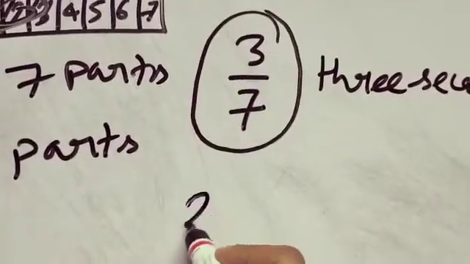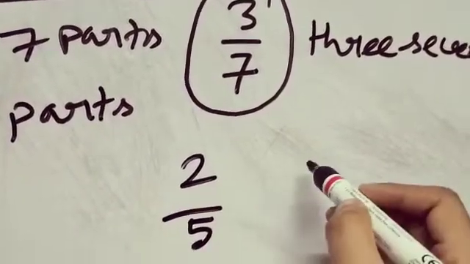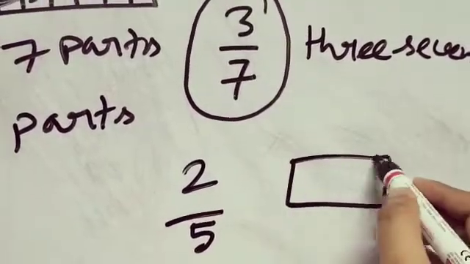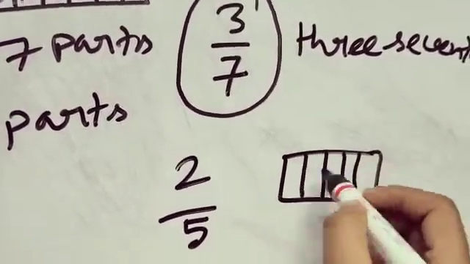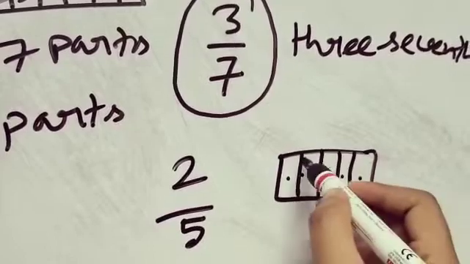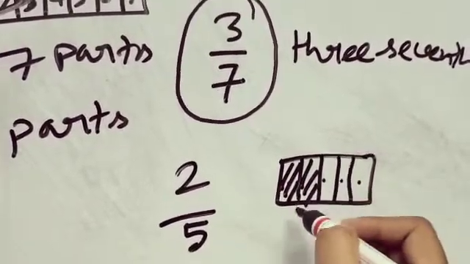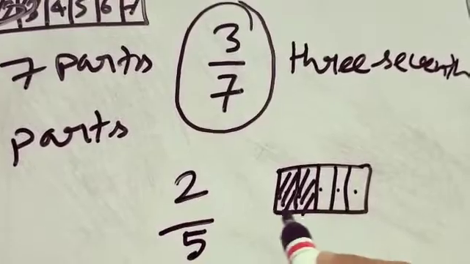Another example is 2 by 5. That means you are taking from 5 parts 1, 2, 3, 4, 5. You are taking only these 2 parts. This is called 2 by 5 or 2/5.